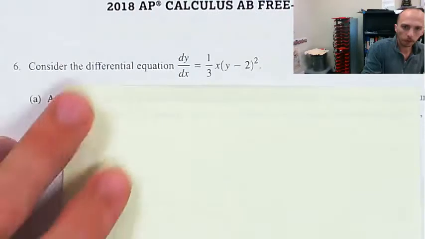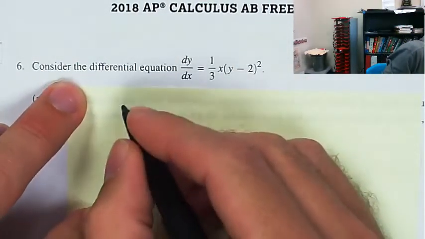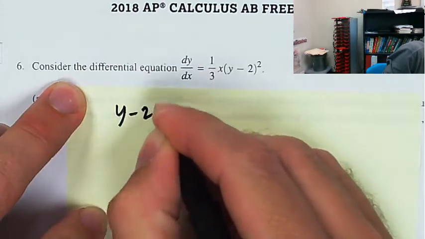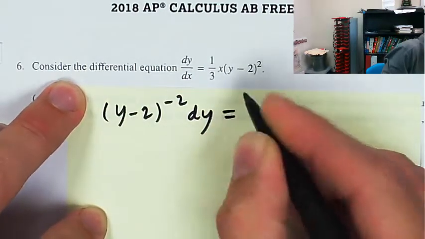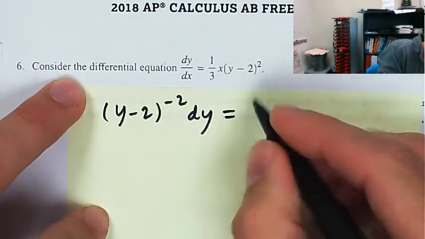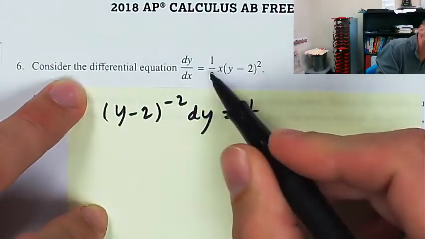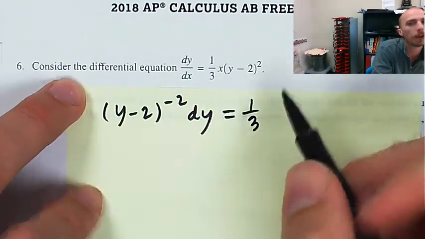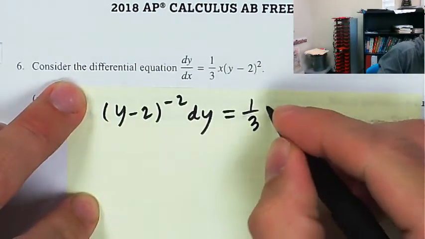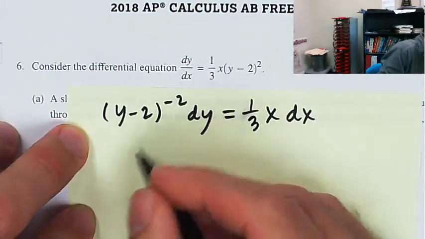All right, so first step, separation of variables. So divide both sides by y minus 2 squared. Leave the dy over here, then multiply both sides by dx. My advice is always going to be, if you've got a constant involved, leave the constant on the side with the x's. It just will make your life easier. And that's equal to 1/3 x dx.